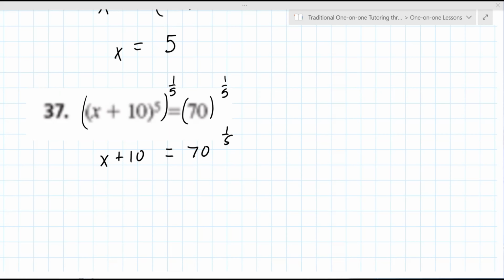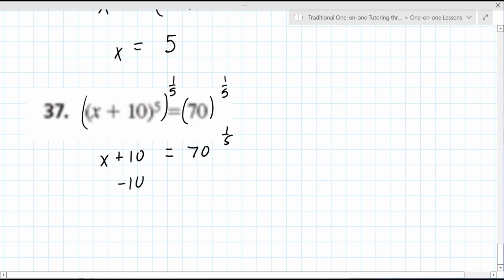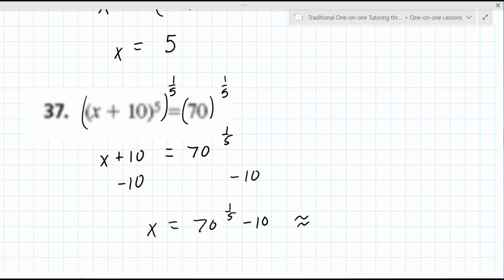So you are going to put this in the calculator, but you want to wait until the last step. You want to undo addition by 10 by subtracting 10. So x equals 70 to the 1/5 power minus 10. And this is your answer, but your instructor wants you to go to the calculator and plug that in. Can you give that a try and let me know what you come up with for a final answer?